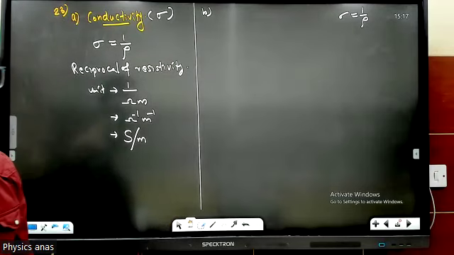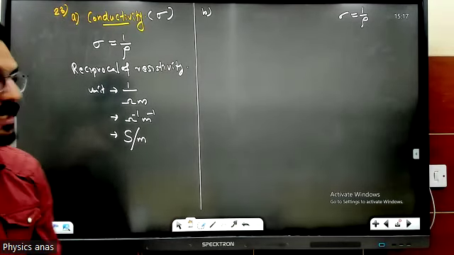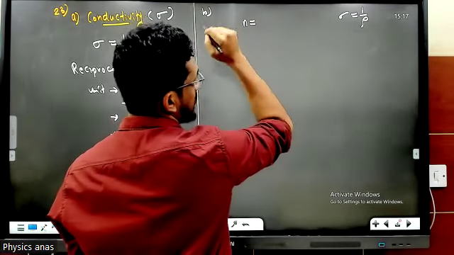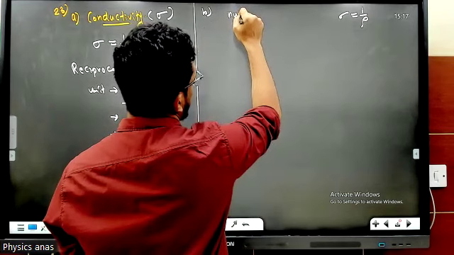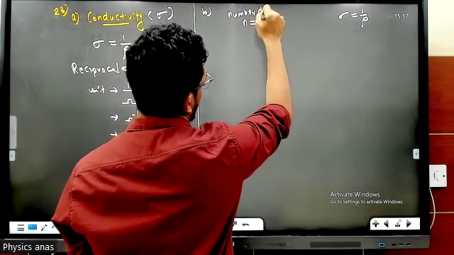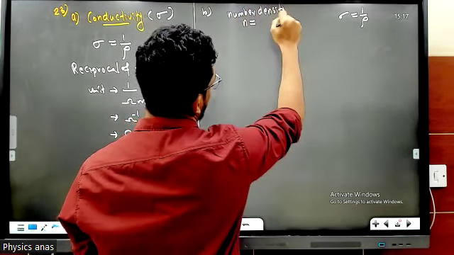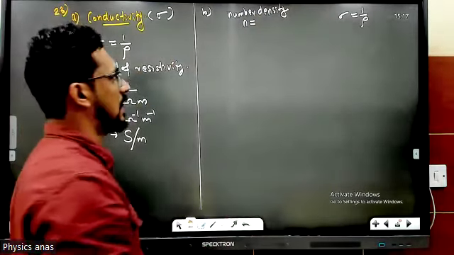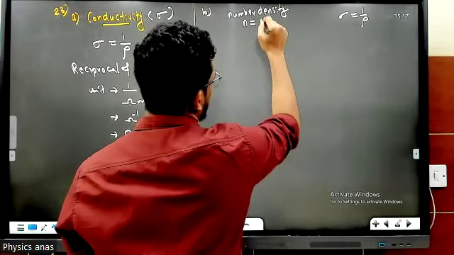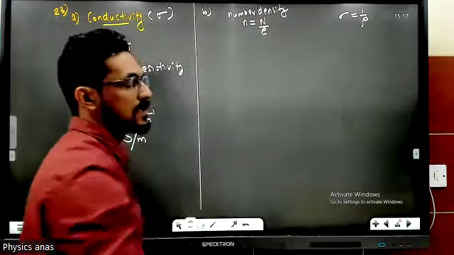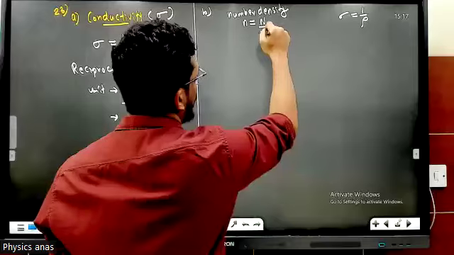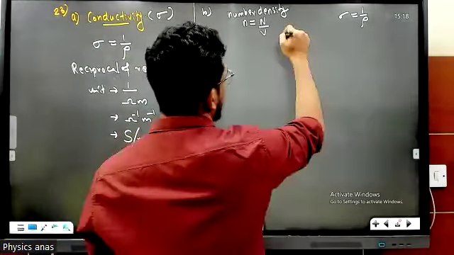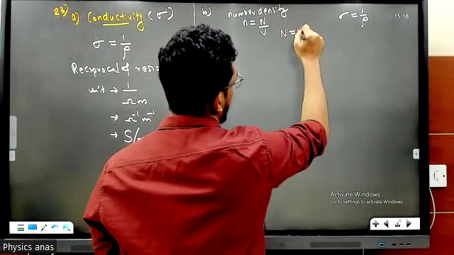First, we have to derive the relation between drift velocity and the electric current. What is N? N is number density. Number density is capital N by V, the number of electrons per unit volume. Then the number of electrons will be n into V.